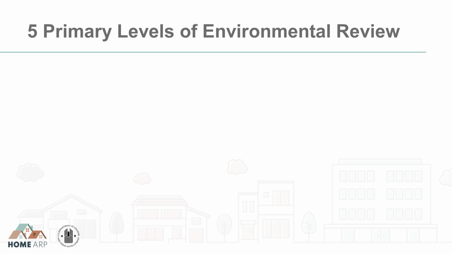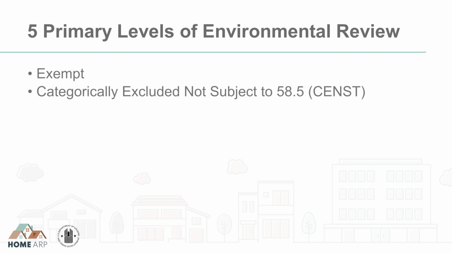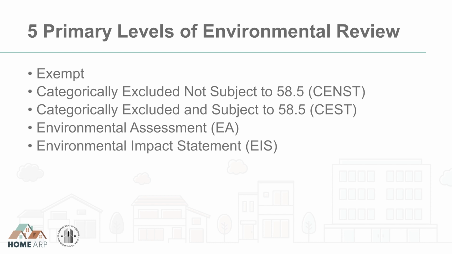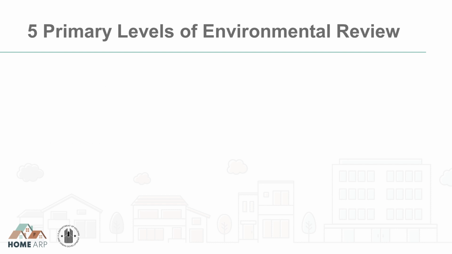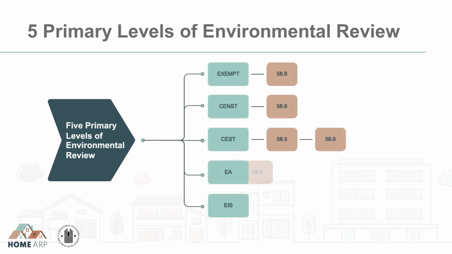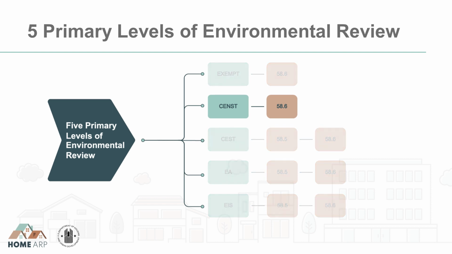The HUD Part 58 environmental review process consists of 5 primary levels of environmental review: exempt; categorically excluded, not subject to 58.5, CENST; categorically excluded and subject to 58.5, CEST; environmental assessment, EA; and environmental impact statement, EIS. Each level of environmental review is based on the scope and nature of work involved in the overall project activities. This video will only focus on the CENST level.